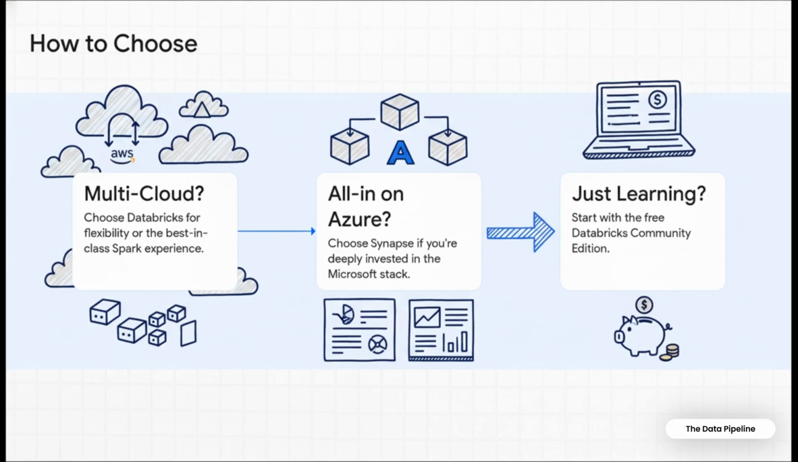Now, if you're joining a company that is all in on Microsoft, they use everything from Azure Data Factory to Power BI, then Synapse is going to be your world. And maybe most importantly, if you're just starting out and you just want to learn the Spark engine itself without spending a penny, the free Databricks Community Edition is an absolutely incredible, no-brainer place to start.